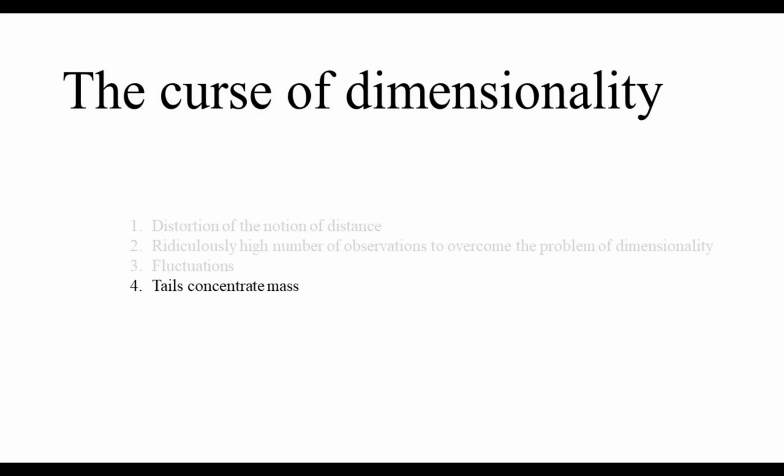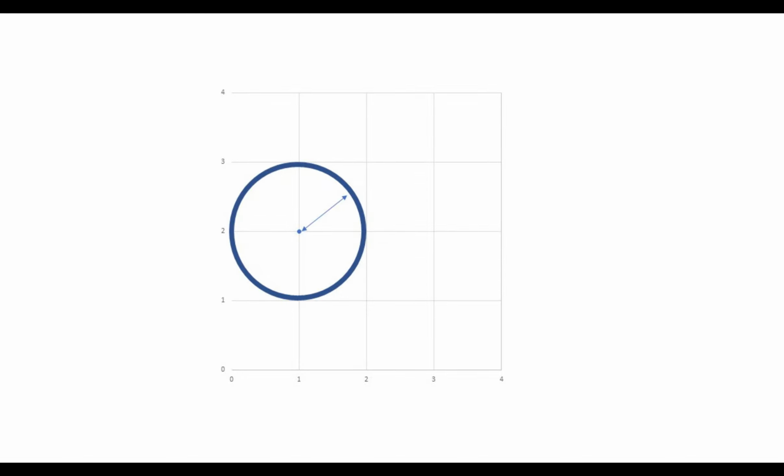Now it's time for the last curse, the mass concentration in the tail. Suppose we have a point in a two-dimensional space. This point is the center of a unit ball. We are interested in the surface of the highlighted zone of this ball, which is of width 0.01 centimeters, for instance. The rest of the unit ball is a unit ball with radius equal to 99% of the original one.